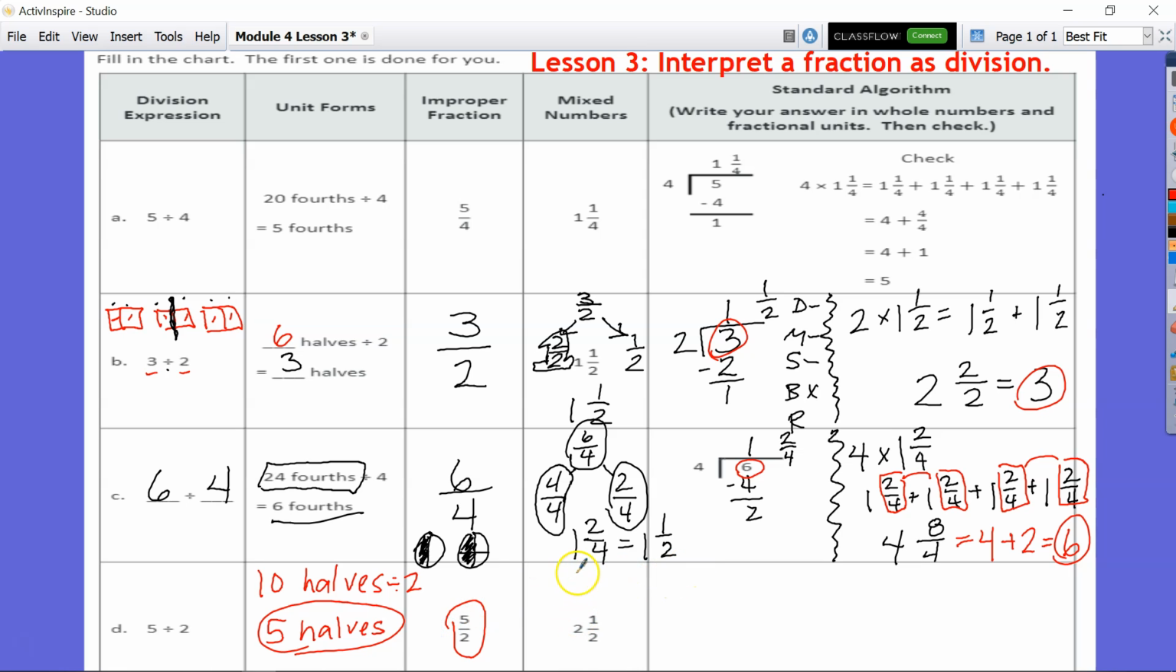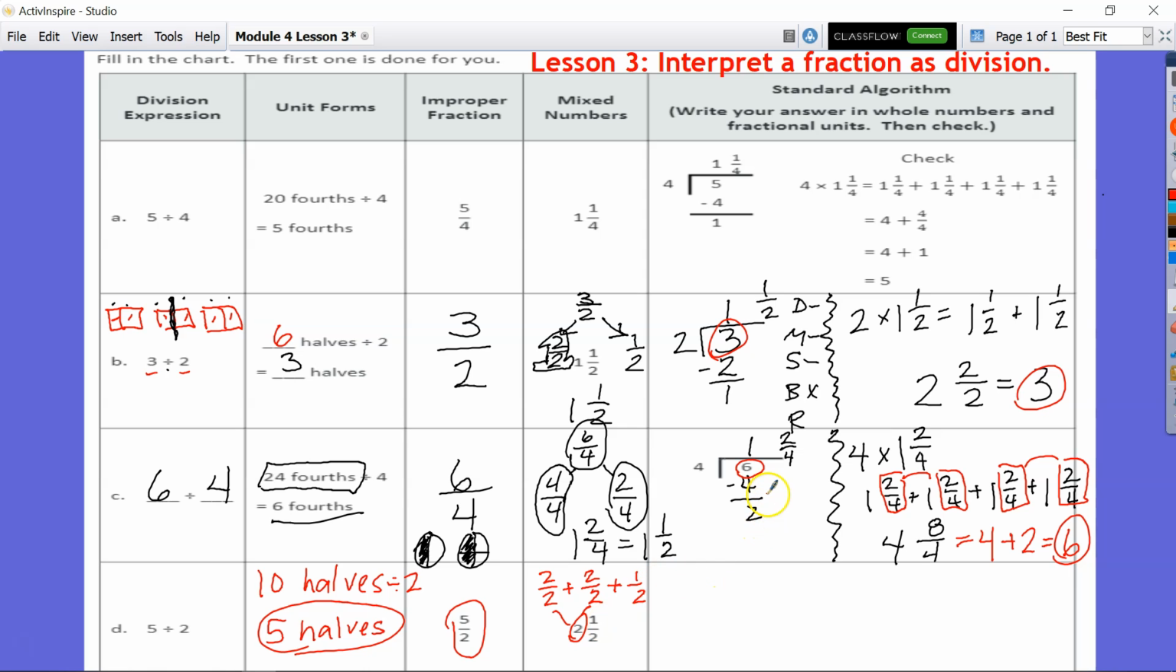5/2 will be equal to, remember, 5 halves, I can get 2 halves plus another 2 halves, that's 4 halves, and then I have 1 half. 1 plus 1 is 2, and my 1/2. So that's how I got my improper fraction of 5 halves to my mixed number of 2 and 1/2.